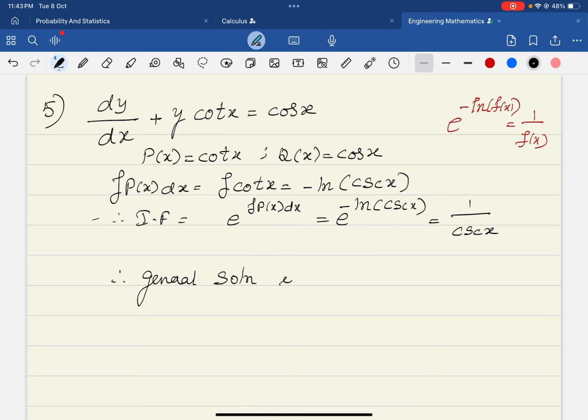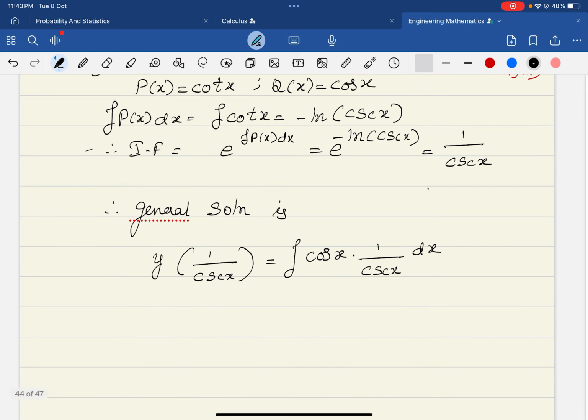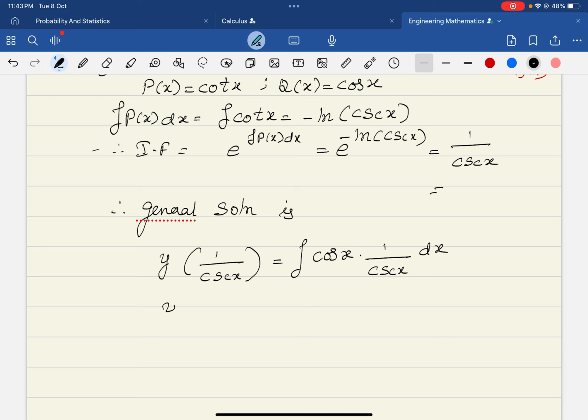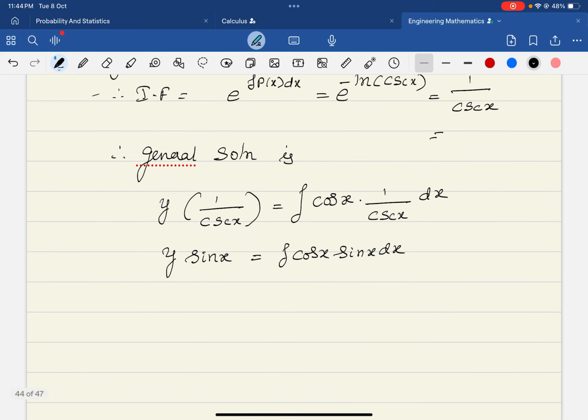The general solution is y times the integrating factor, which is 1 over cosecant x, equal to the integral of q of x, which is cosine x, into 1 over cosecant x dx. Now all of you know what 1 over cosecant x means, right? Which is sin x. So y sin x is equal to the integral of cosine x into sin x dx. Now how to solve this integral of cosine x and sin x?